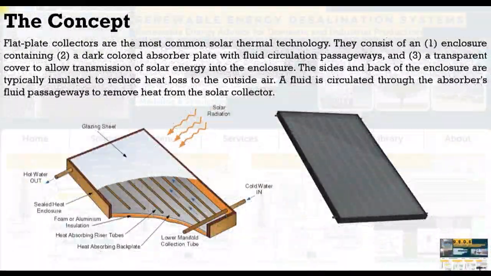Flat plate collectors are the most common solar thermal heat technology. It consists of a container containing a dark color absorber plate with fluid circulation passageways, and a transparent cover in order to allow the transmission of solar energy into the enclosure. The sides and the back of the container are typically insulated in order to reduce heat loss to the ambient air.